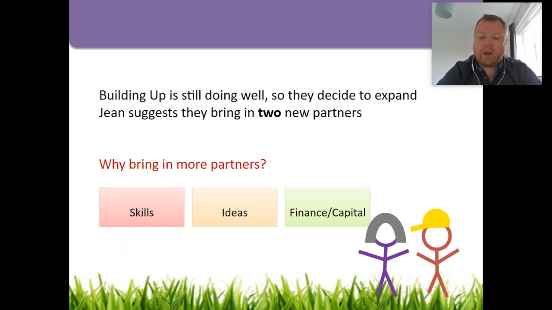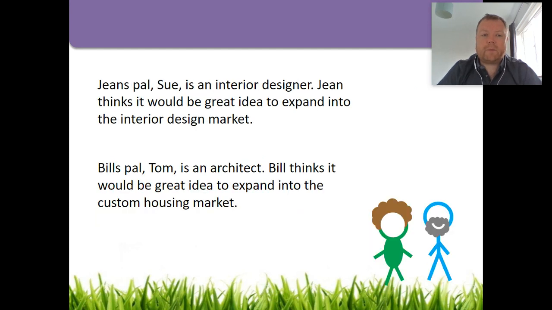Remember, for those of you who have looked at the second presentation, we will look at the factors of production. Capital is one of the 4 factors of production: investing new money into a business. So, Jean's pal, Sue, is an interior designer. Jean thinks it would be a great idea to expand into the interior design market. Bill has a pal as well, Tom, who's an architect. Not sexist at all, this presentation. Bill thinks it would be a great idea to expand into the custom housing market.